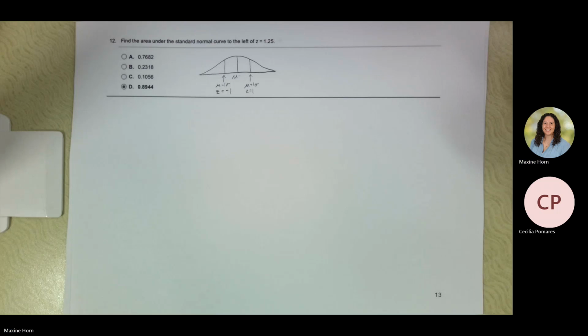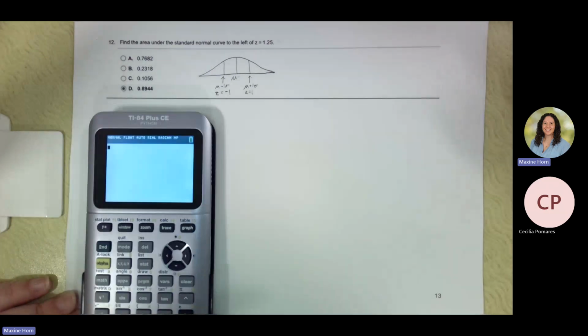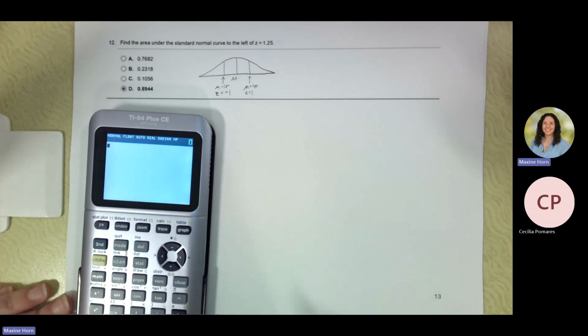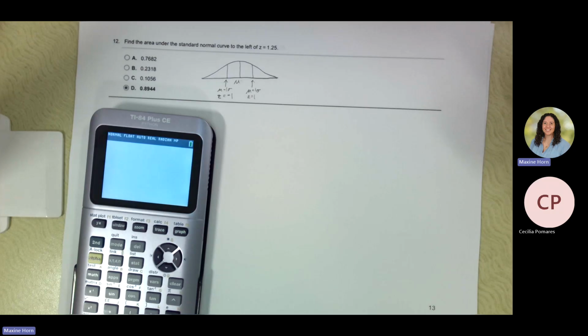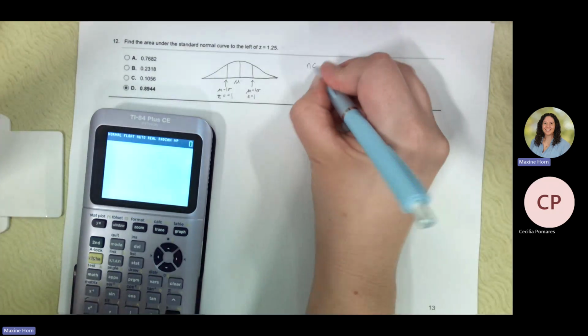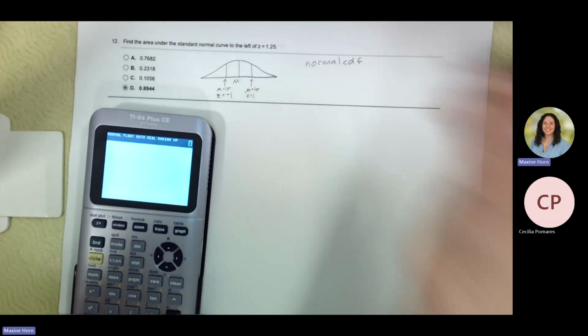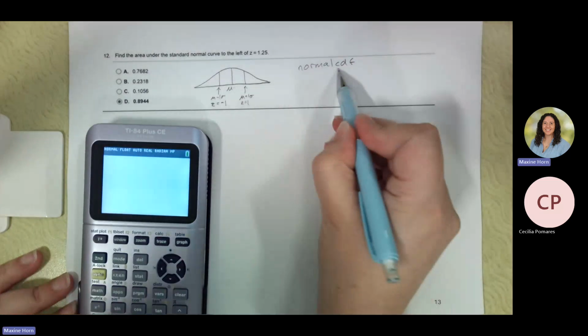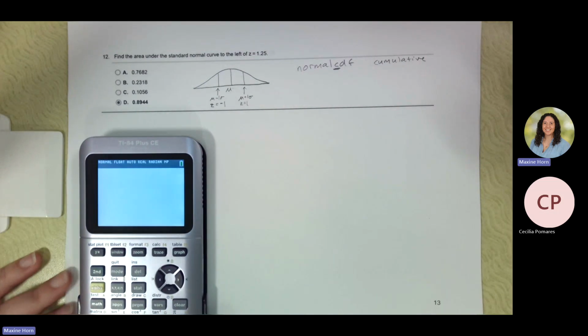All right, so there are a few ways to find this. We're going to do it on the calculator for this one. We're going to use the chart in some of the other problems, but for this one, we're going to use the calculator. So what is it that we're going to actually use here? We're going to use normal CDF. CDF is cumulative, meaning the area to the left.